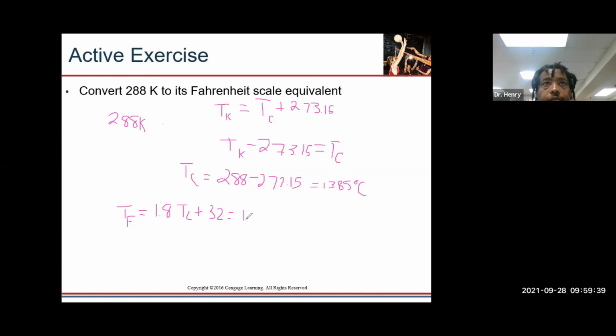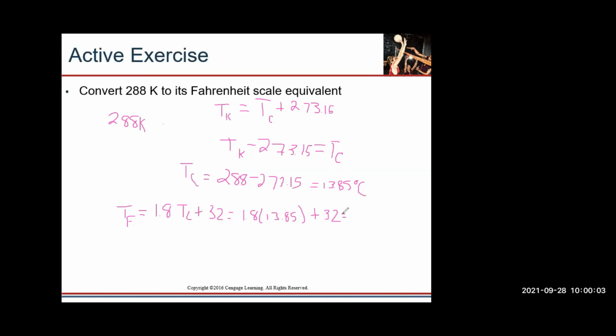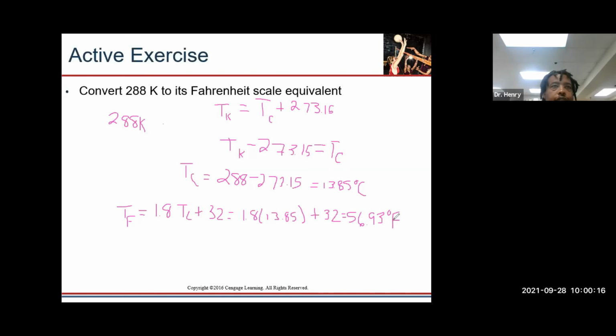Okay, so we have 1.8 times 13.85 plus 32. $56.93. Okay, piece of cake.